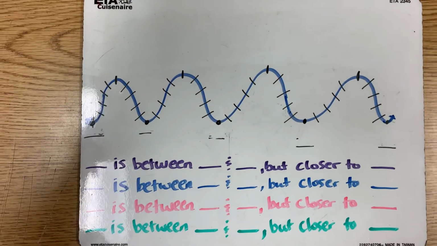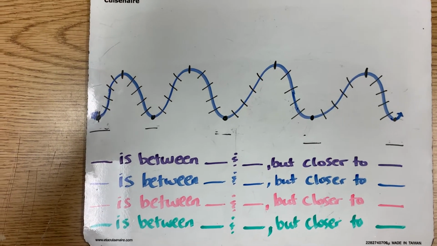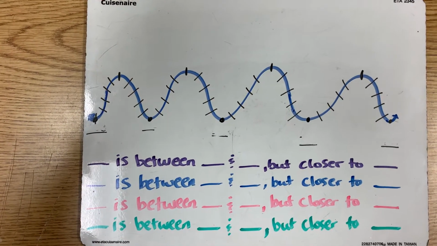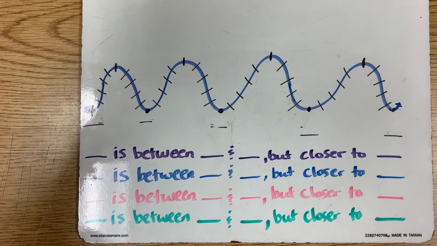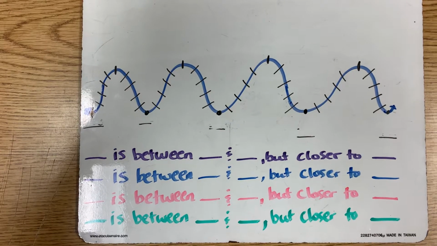Today we are still going to be rounding to the nearest hundreds, except you'll notice my number line looks quite different than it did the other day. This is called a curvy number line. We're still going to work it the same way.